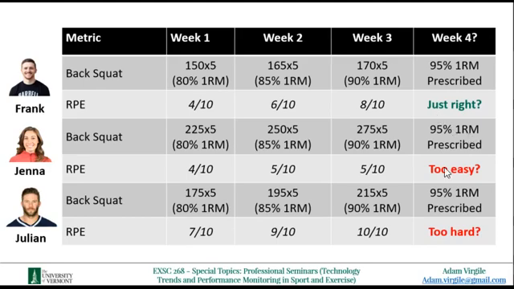Whereas Frank, it looks like it's progressing the way that we thought. He goes from a 4 out of 10 to a 6 out of 10 to an 8 out of 10. And maybe we're planning, we want this week 4 95% 1RM to be a 10 out of 10.